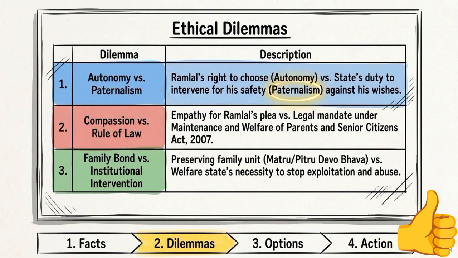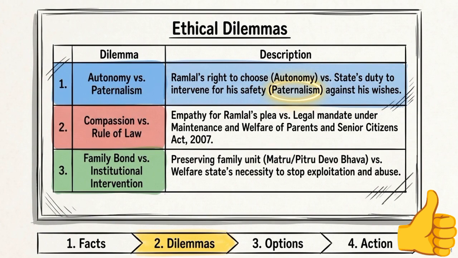Step 2 requires us to identify the underlying moral friction. We will use a clean 2-column table to keep our reasoning visible. Our first row addresses the primary conflict. Ramlal has the right to make his own choices, his autonomy. However, the state has an instinct to intervene for his safety. This is paternalism, acting on behalf of a person's best interests, even against their stated wishes.